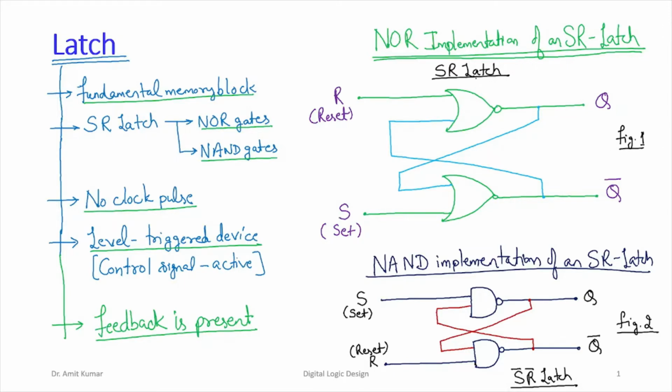Figure 1 indicates the implementation of an SR latch using NOR gates, and figure 2 indicates the implementation of an SR latch using NAND gates. Figure 1 we call the SR latch, figure 2 we call the S bar R bar latch. Why the names are so, we'll look into it now, right?